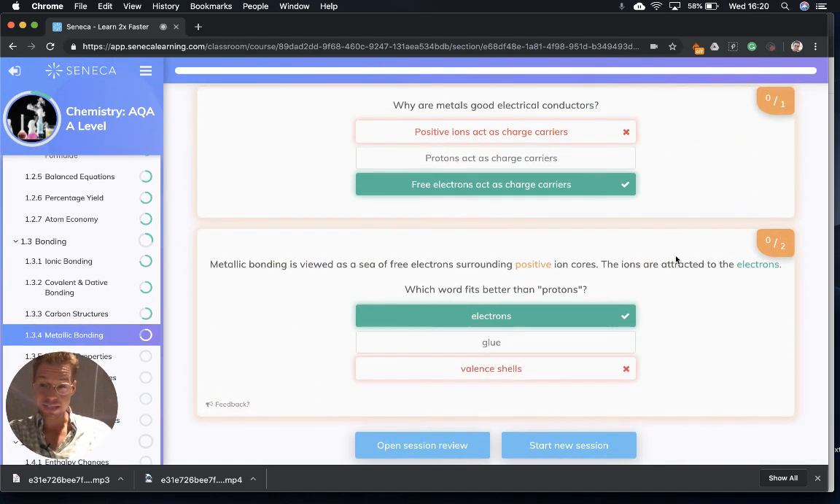But to be honest, that's kind of everything you need to know about metallic bonding. It's not a lot. Just remember the positive ion cores, they form a lattice, and the valence electrons delocalize and form a sea of electrons, and they are the glue which holds the structure together.